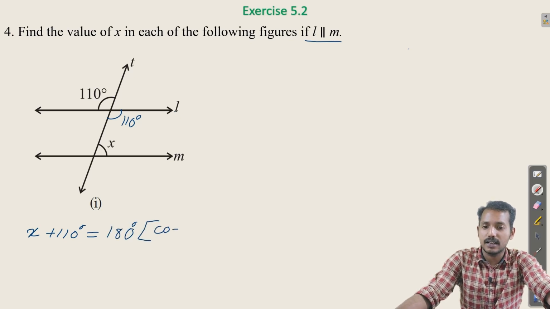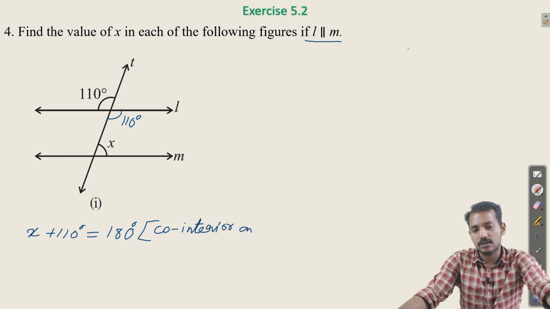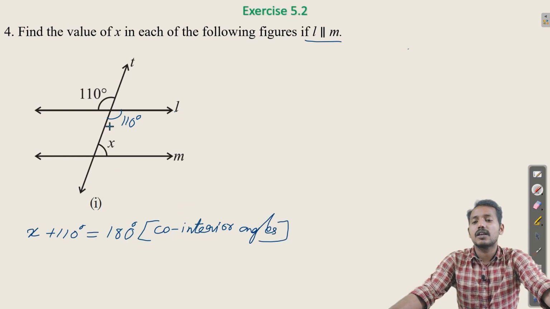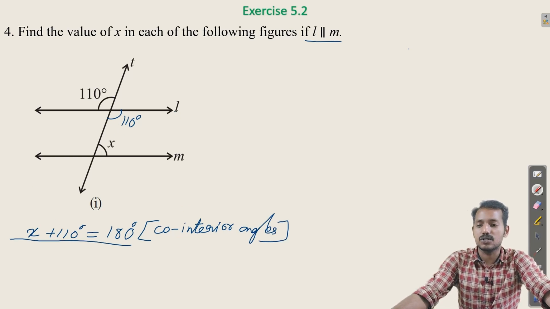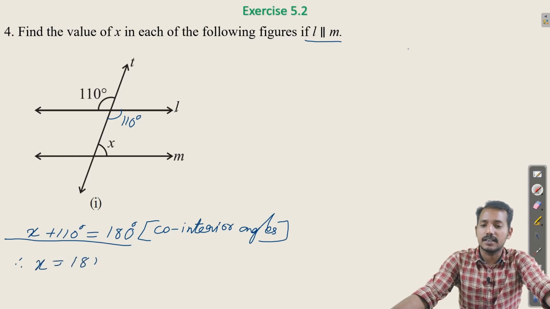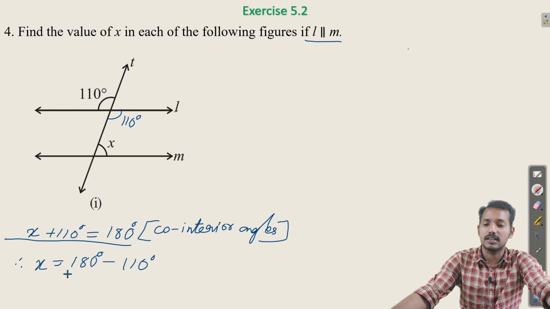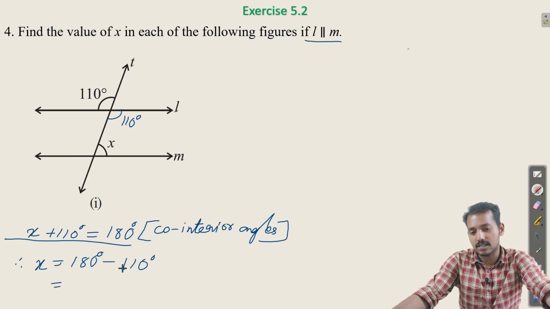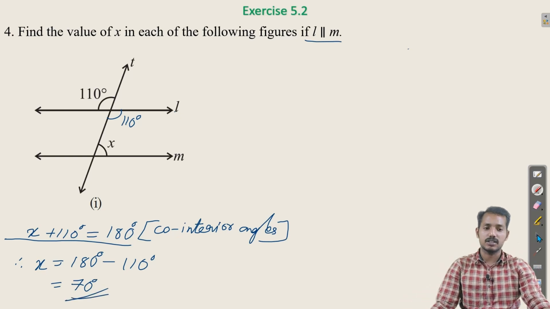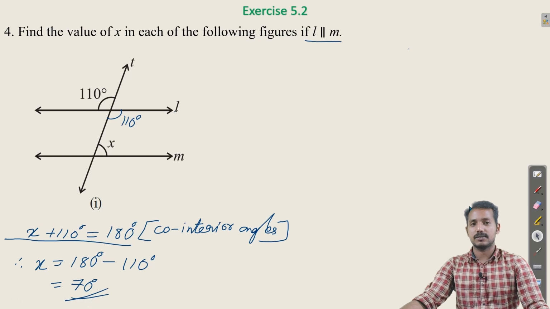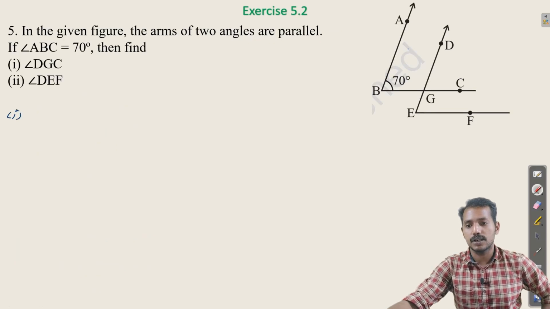Okay, co-interior angles. So here x plus 110 equals 180. We have a linear equation, so we can easily find it. Therefore, x is equal to 180 degrees minus 110 degrees. Transposing 110 to the RHS, we get minus 110. So 180 degrees minus 110 degrees is equal to 70 degrees. So the value of x is 70. Similarly, you can try other options.